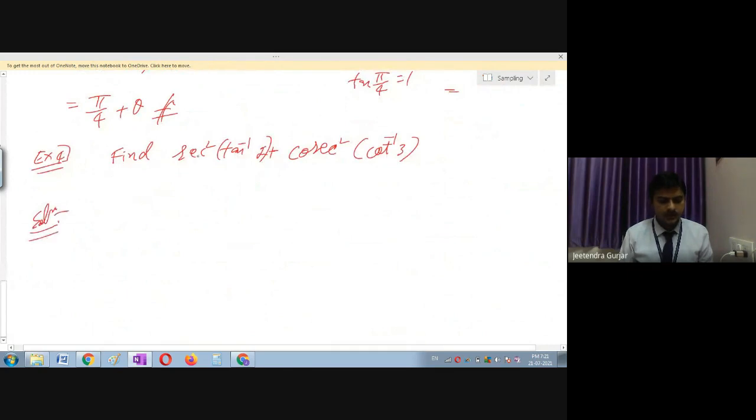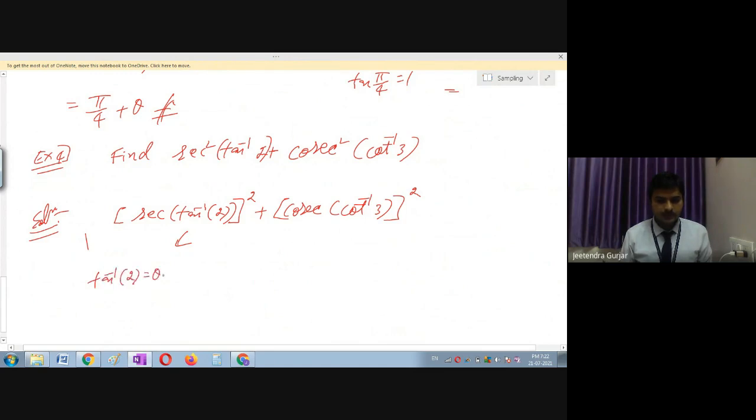So I will write like this. Looking at this question, you can easily see that, students, you can write like this. This is actually sec of tan inverse 2 the whole square, right? The square is there. You can easily make out here. So this is cosec of cot inverse 3 the whole square you will get, right? So now this is tan inverse. So what I just do, it should strike in your mind that this is tan inverse 2. I will take some value theta.